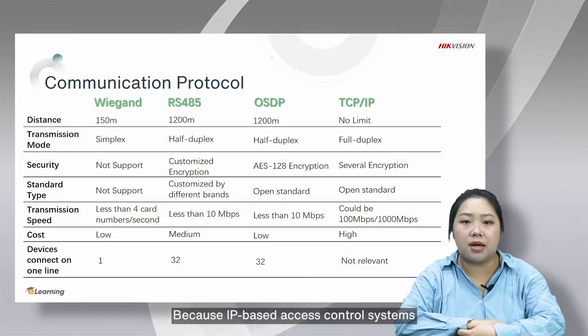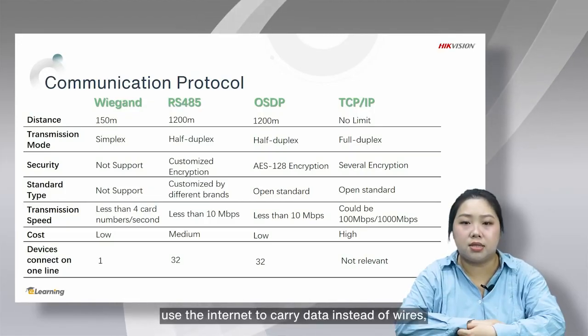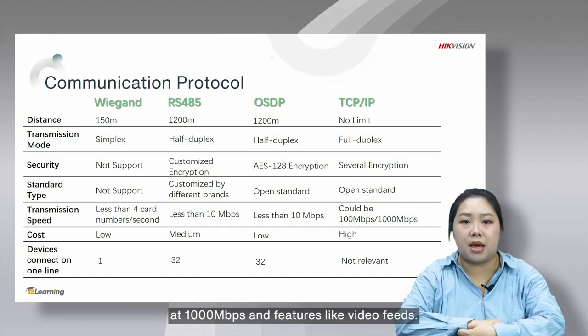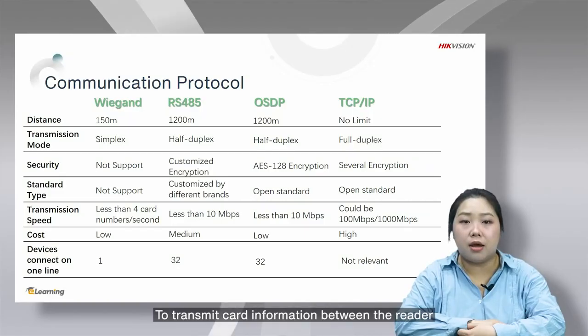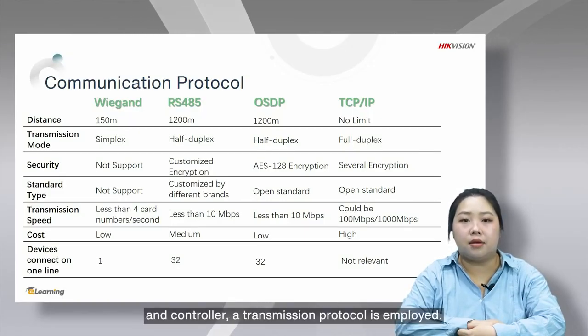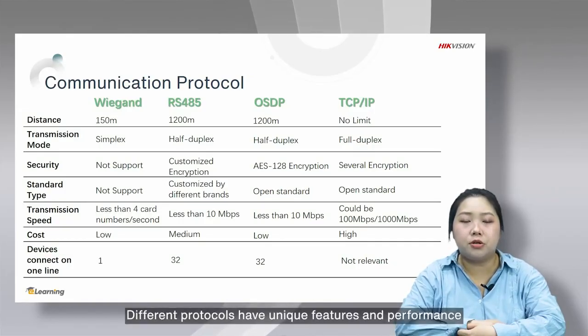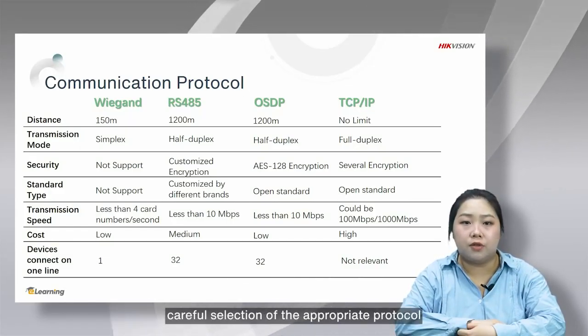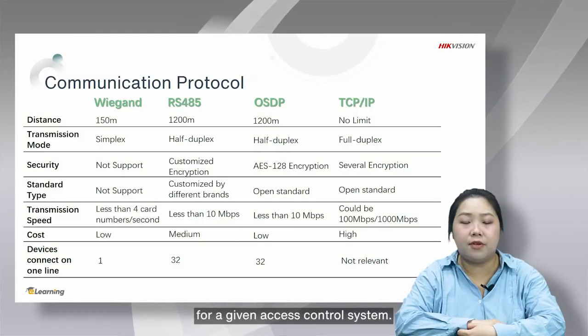Because IP-based access control systems use the Internet to carry data instead of wires, they have the bandwidth for more complex data at 1000 Mbps and features like video feeds. To transmit card information between the reader and the controller, a transmission protocol is employed. Different protocols have unique features and performance capabilities, needing careful selection of the appropriate protocol for a given access control system.